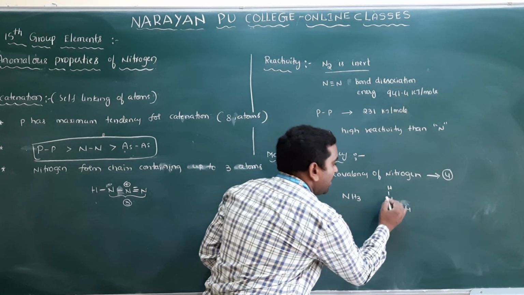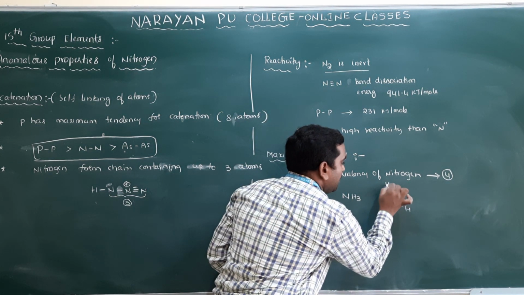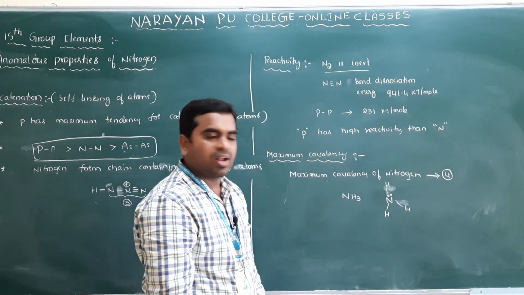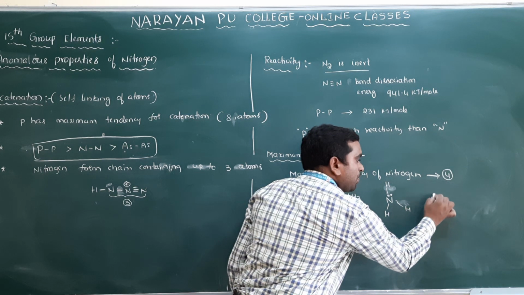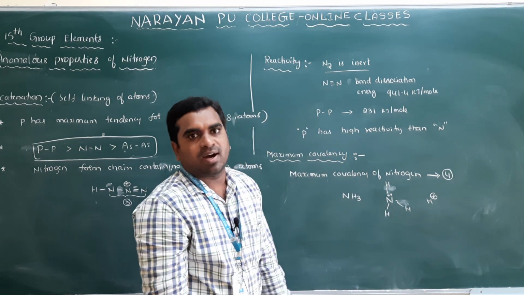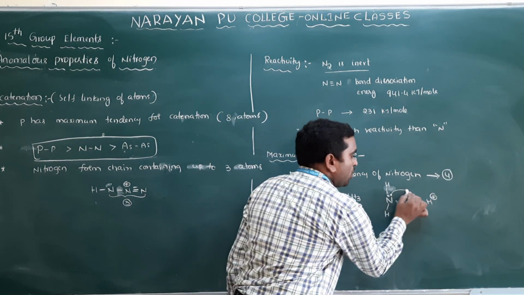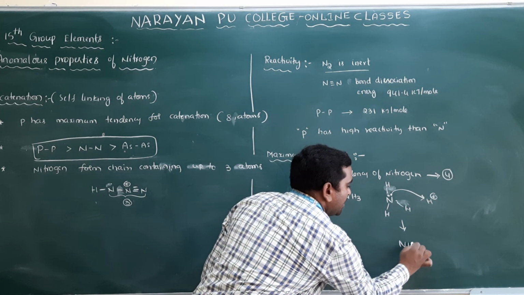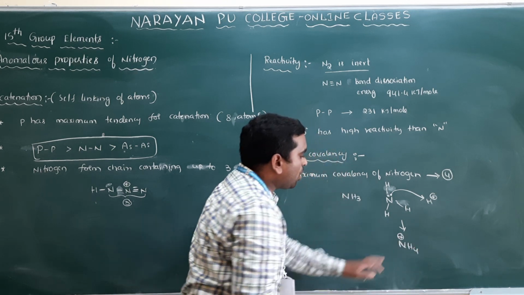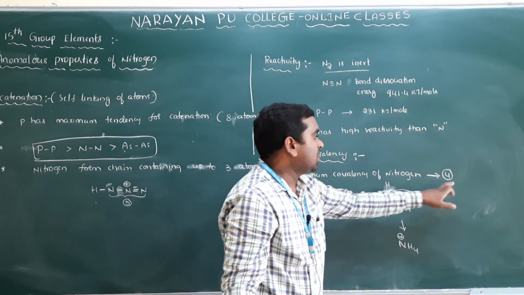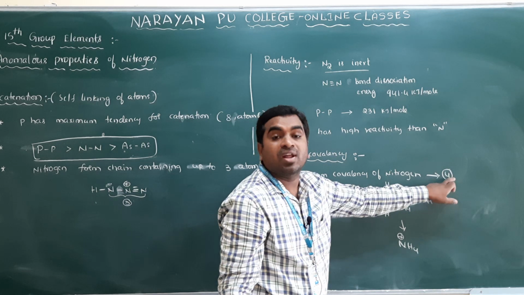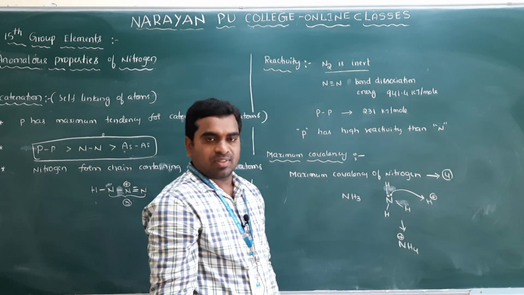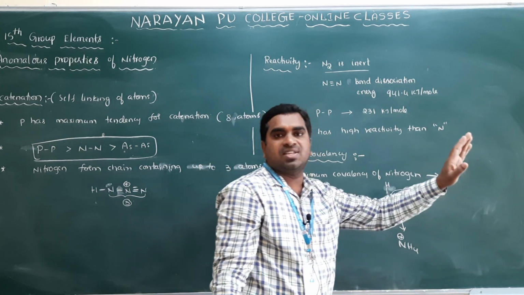Whenever nitrogen forms 3 bonds, it still has one lone pair of electrons. So whenever an electron-deficient species is present, nitrogen donates its lone pair to make a bond, and NH3 is converted into NH4+. Now nitrogen forms how many bonds? 4 bonds. So the maximum covalency is 4, and that too only when it donates its lone pair of electrons.